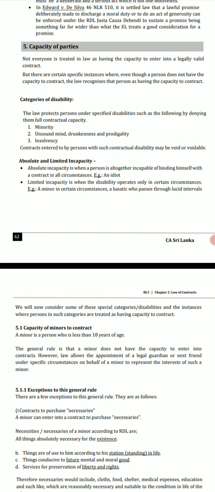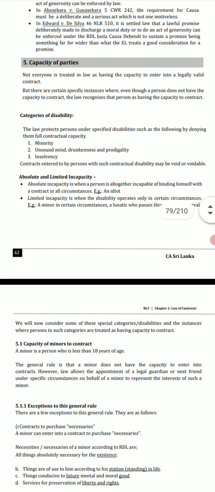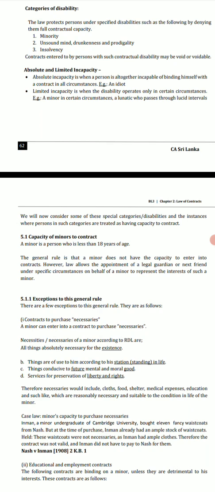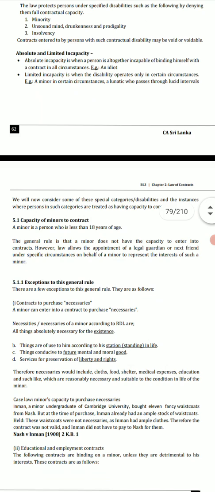So let's go for this: absolute and limited incapacity. It says that absolute incapacity is when a person is altogether incapable of binding himself in a contract. Example, an idiot. So if a person says that I'm actually a party because I gave the verbal idea in order to start something, but the two people have taken that idea and already started by investing, that person cannot come in between. Just because he gave the idea, he cannot come and claim compensation or become a member of it, as an example.